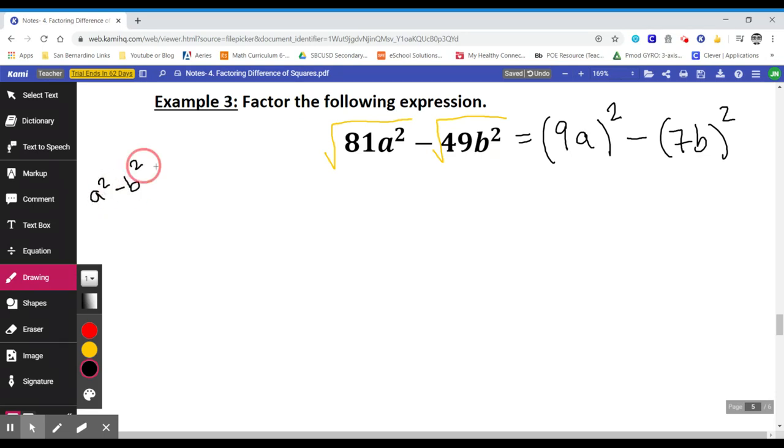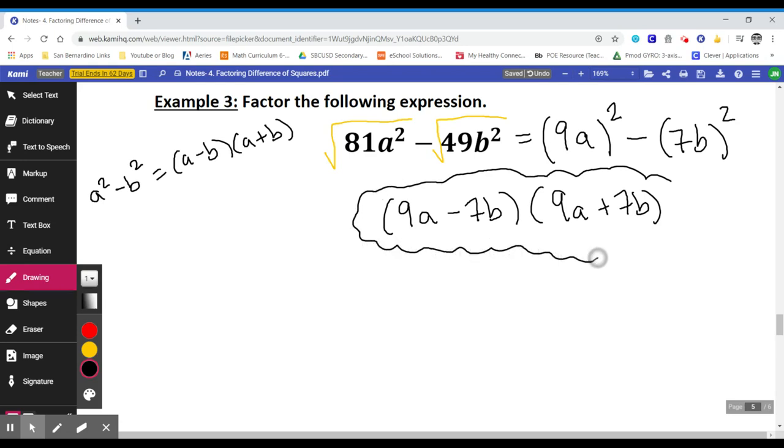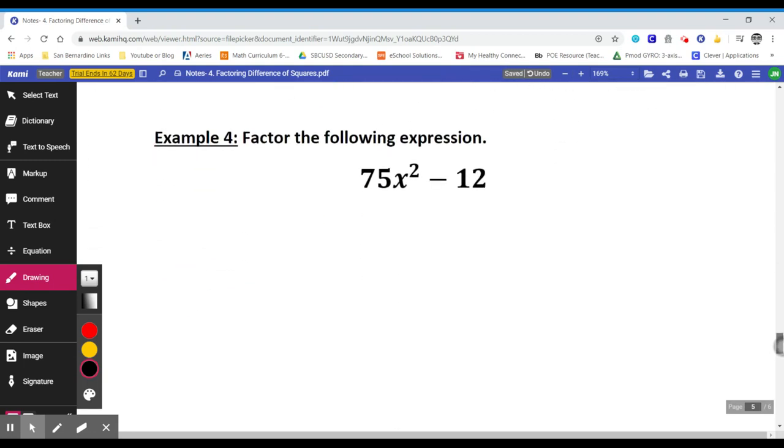a squared minus b squared is equal to a minus b multiplied by a plus b, like we saw earlier, which means that I can jump straight into the answer, as my factors are 9a minus 7b multiplied by 9a plus 7b. And this will be the final factored form. Again, if you don't want to believe me, go ahead and multiply this out with the box. You should get the original problem. Okay, example number 4, and that's the last one that I have for you guys.